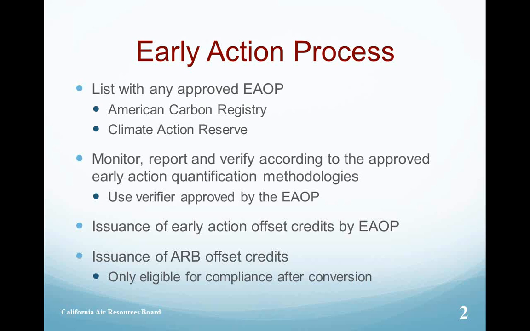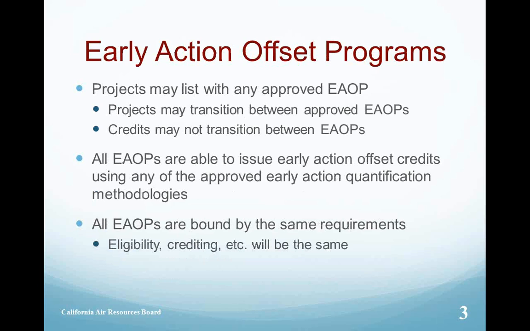The Early Action Offset Program must issue the early offset credits, and then you can request issuance of ARB offset credits after they are converted to ARB offset credits. They are eligible for compliance. Projects may list with any approved early action offset program, and projects may transition between the approved early action offset programs. Credits may not transition between the early action offset programs.